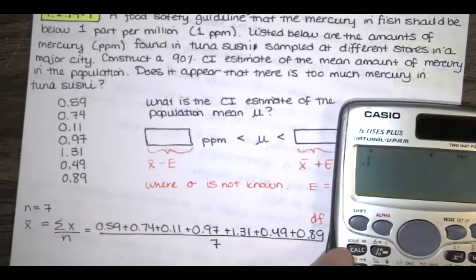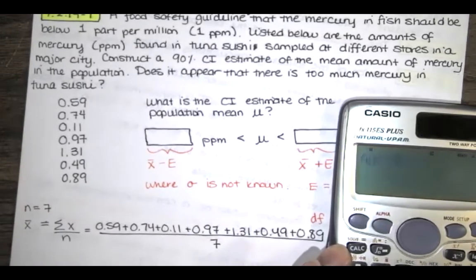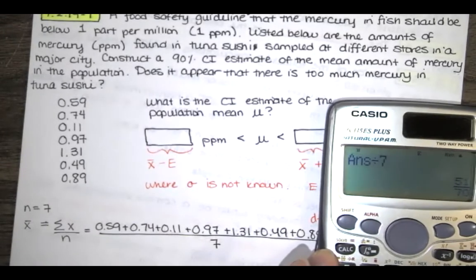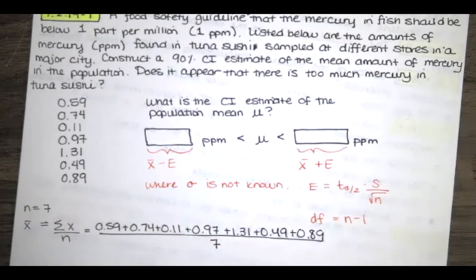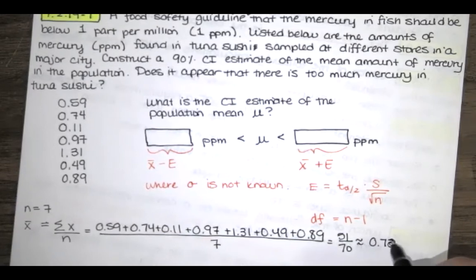So we've got 0.59 plus 0.74 plus 0.11 plus 0.97 plus 1.31 plus 0.49 plus 0.89. Add those together and divide by 7. And we get 51 over 70, which is approximately equal to 0.729 if I round to 3 decimal places. Okay, so that's our x bar.